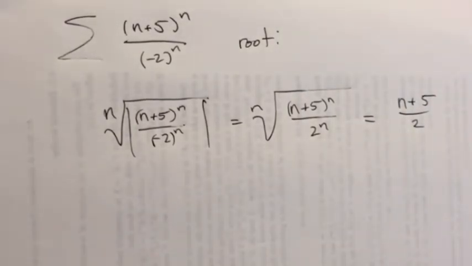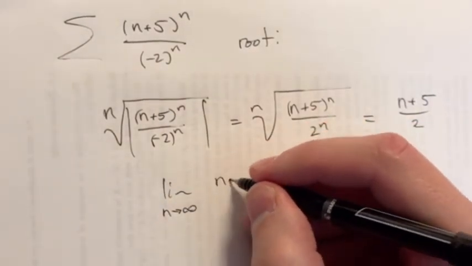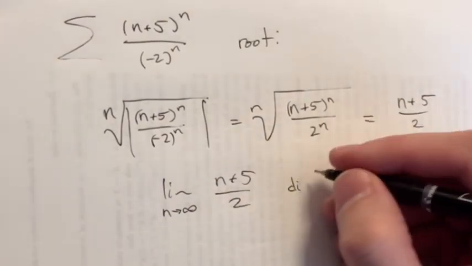And taking the limit as n goes to infinity of that, I should have been writing this all along, but the limit as n goes to infinity of n plus 5 over 2 diverges. In fact, it equals infinity, right?